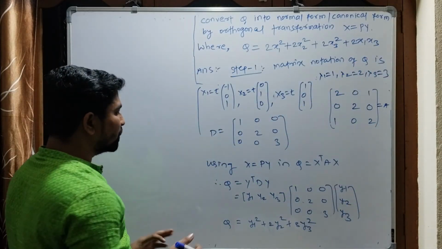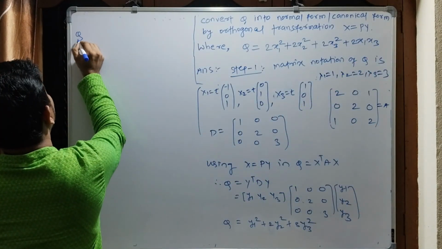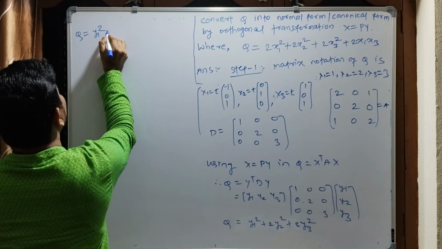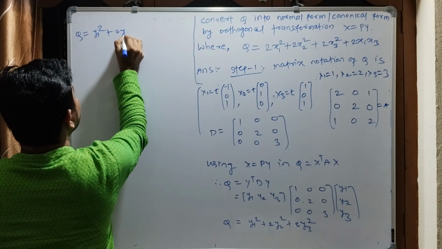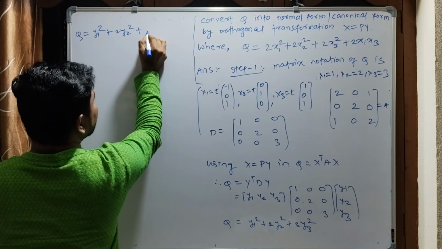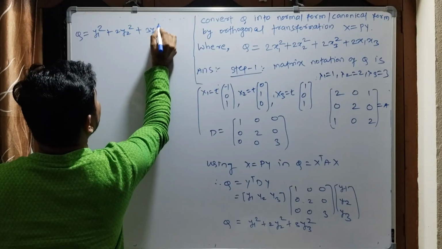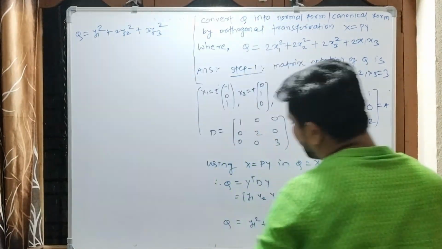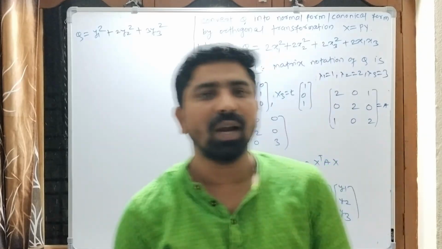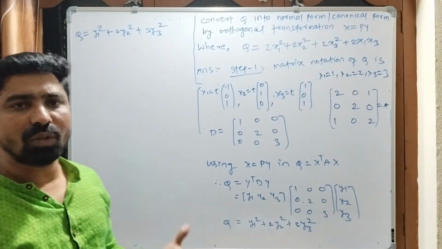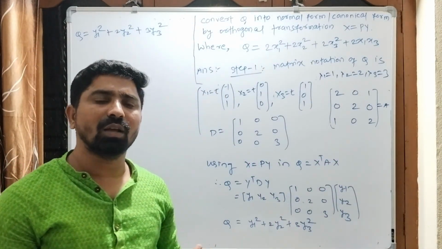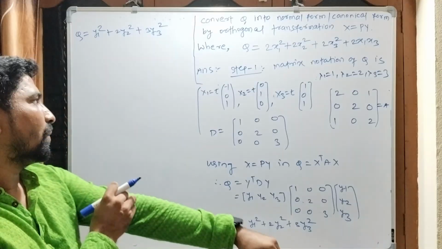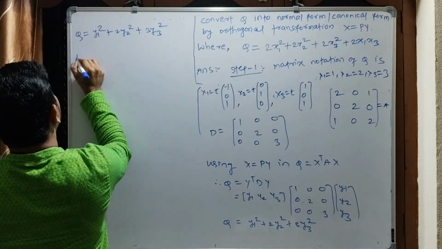Now you can observe one thing. So here again I will write Q equal to y1 square plus 2 times y2 square plus 3 times y3 square. Now sometimes in the exam they will ask to find the nature of the quadratic form, index of the quadratic form, rank of the quadratic form or signature of the quadratic form. So here, what is meant by index?